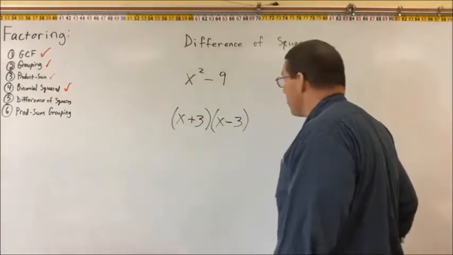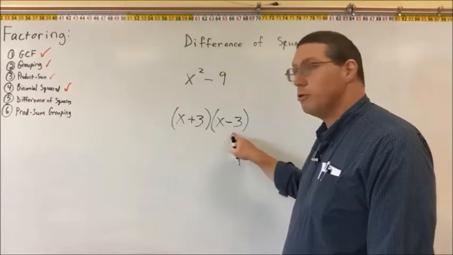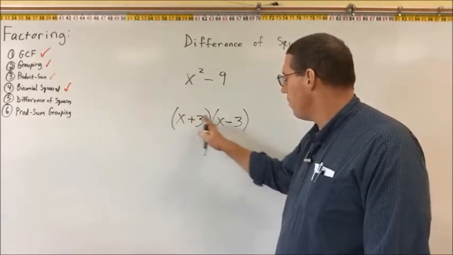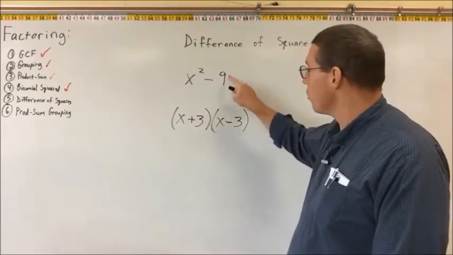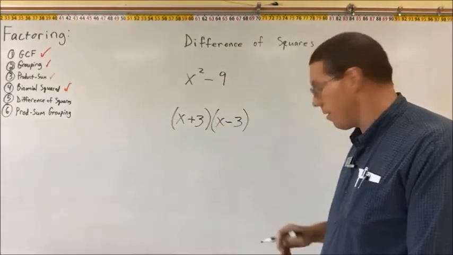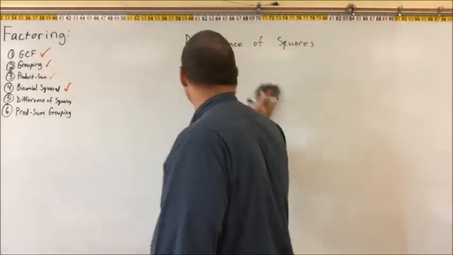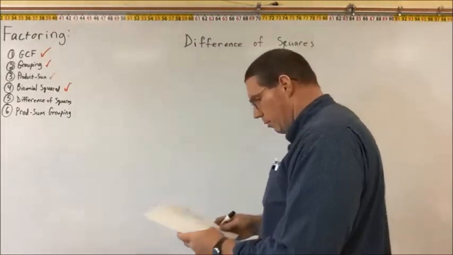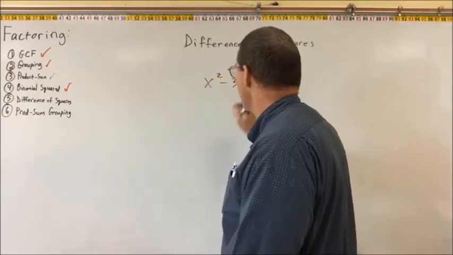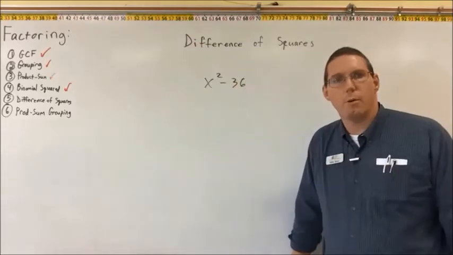So that's what a difference of squares is. Basically, with a difference of squares, you just set up your two parentheses. You put an x in each one, you make one of them positive and one of them negative, and whatever the square root of this number is, that's what you put there. And there's your difference of squares. So why don't you try a couple of them yourself? What if it was x squared minus 36? Pause the video and try this one.